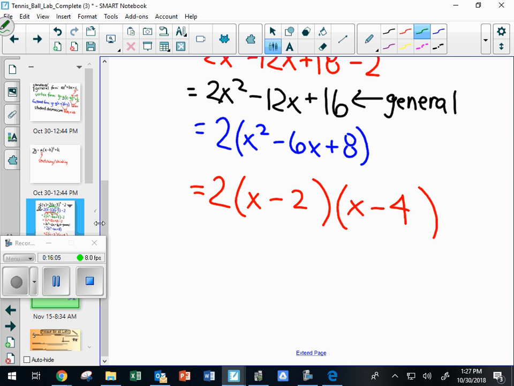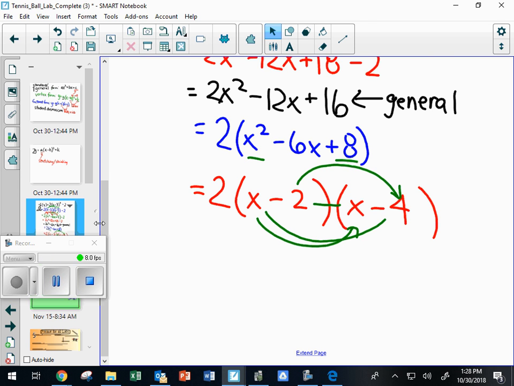Let's check. All right. If we do x times x, that gives us our x squared. If we do our negative 2 times our negative 4, that gives us our positive 8. And then here we have a negative 2 times x. And here we have a negative 4 times an x. Does that give us negative 6? Yes? All right. And this is our factor here. All right.